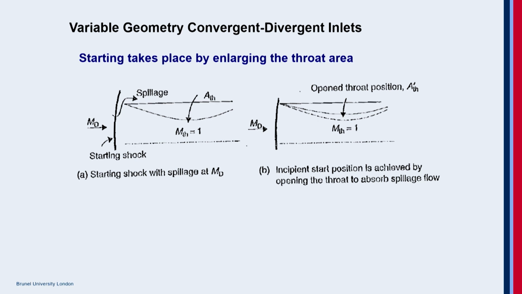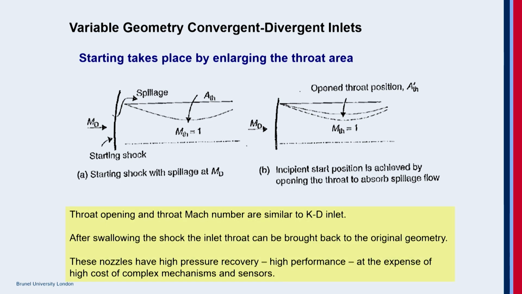Now, a combination of both is the varying geometry. So you enlarge the varying geometry, increase the area, swallow the shock, and bring it to isentropic operation. But there are other challenges, additional weight to the inlet, and so on. Throat opening and throat Mach number are similar to the Kantrowitz one. After swallowing the shock, the inlet throat can be brought back to the original geometry. They have high pressure recovery, high performance, but it comes at the extensive cost of the mechanisms and sensors to move it back to the isentropic position.